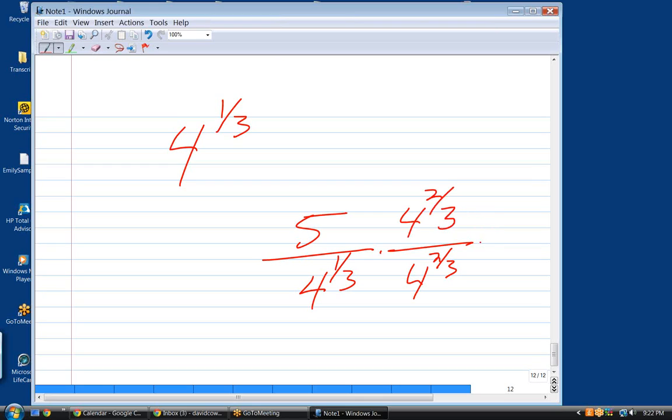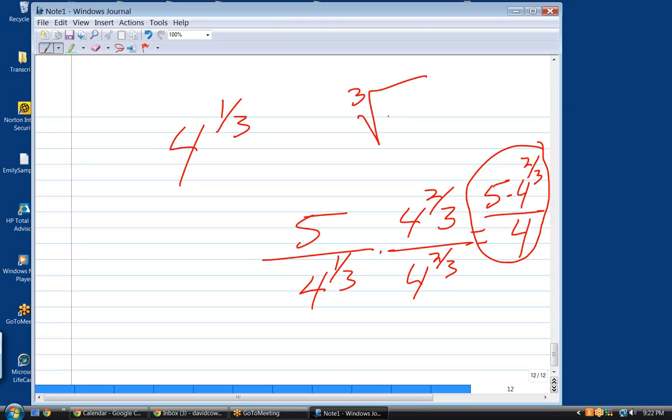Now what results is 5 times 4 to the 2/3 power all over 4. And that's what our answer is going to be. And we can write it a little different. In other words, we're going to write 4 to the 2/3 this way. When we put it back inside the radical sign, it looks like that. This is 4 to the 2/3 power.